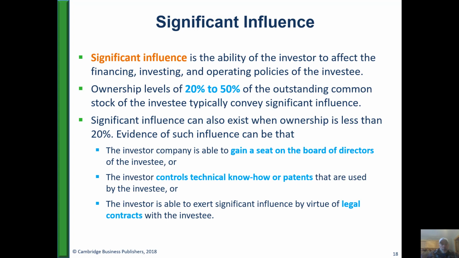So here are a few other reasons why a company might pursue this: gain a seat on the board, control technical know-how or patents, legal contracts. Any of these can deem a partnership to be significant, and you could also make the argument that the equity method of accounting could be used for companies that have less than 20% if any one of these arrangements apply.